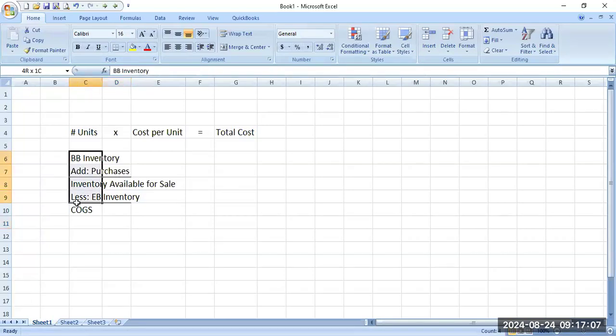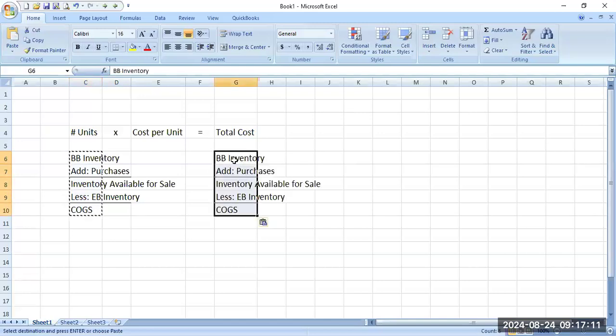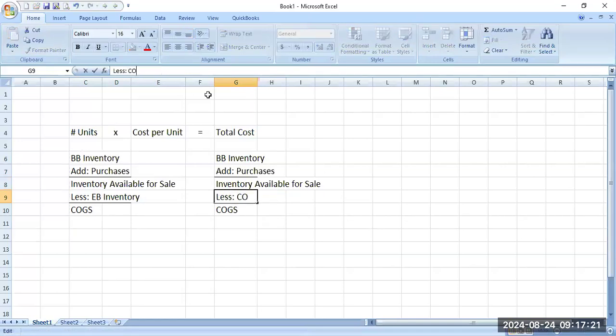Now the other option is, we again begin with the beginning inventory, we add the purchases, and we have inventory available for sale. Once we deduct cost of goods sold, we're going to get the ending balance of the inventory.